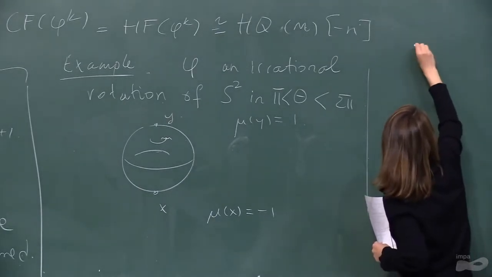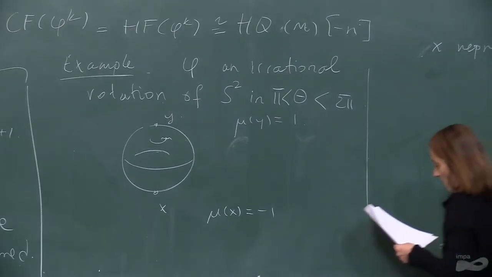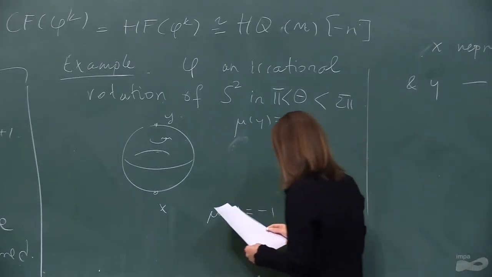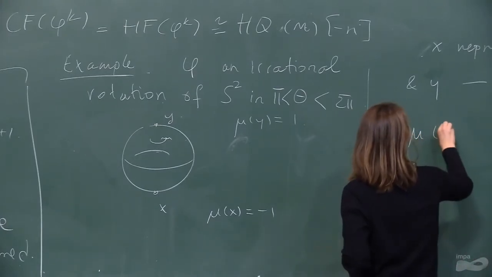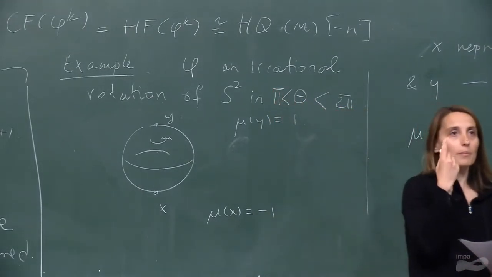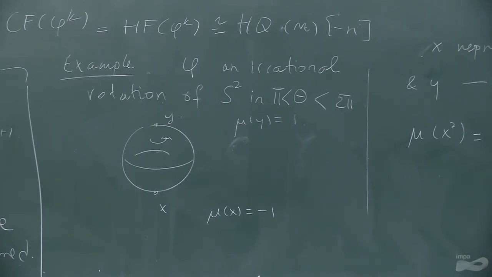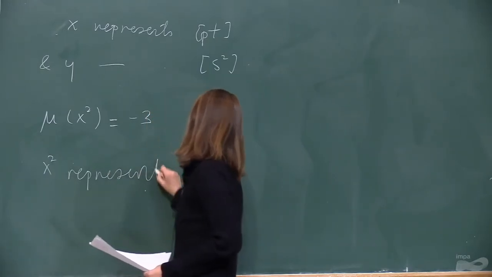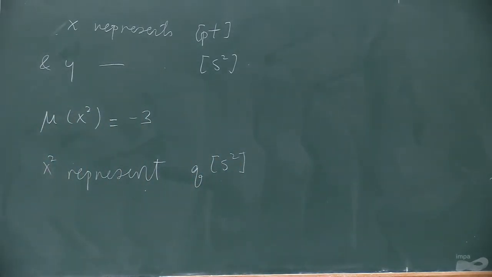Okay, so x represents the point class, and y represents the fundamental class here. So what else do we know? Let's iterate this picture. I want to look at the second iteration of the orbit x, and because this is a long rotation, there will be a jump in the index by 2, and with this orientation convention, this is going to be negative 3. Then because of this unique correspondence, this orbit is going to represent q times something. What is my q? q is the generator of the Novikov ring.